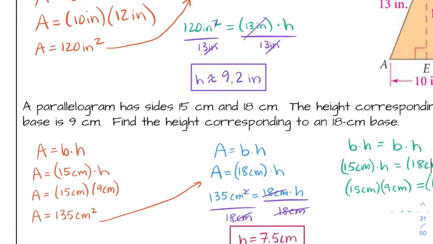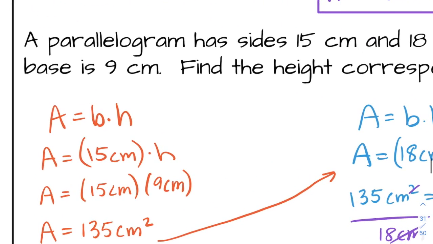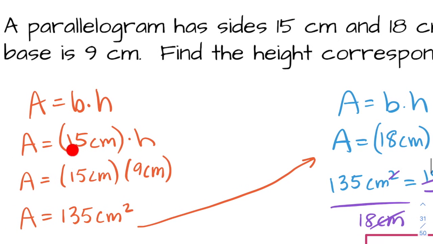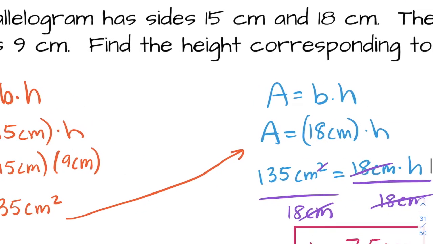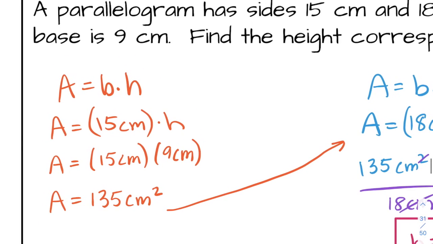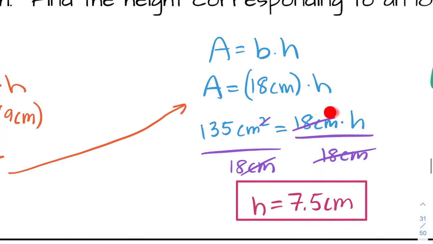Well, the first thing I did was I wrote area is base times height and area is base times height. The areas are the same because it is the same parallelogram. I put in 15 here first, and then I put in 18 here as well. I wrote both of these out at the same time. But what's corresponding to 15 is a height, which is 9. They didn't give me my height here. I need to solve for that height.